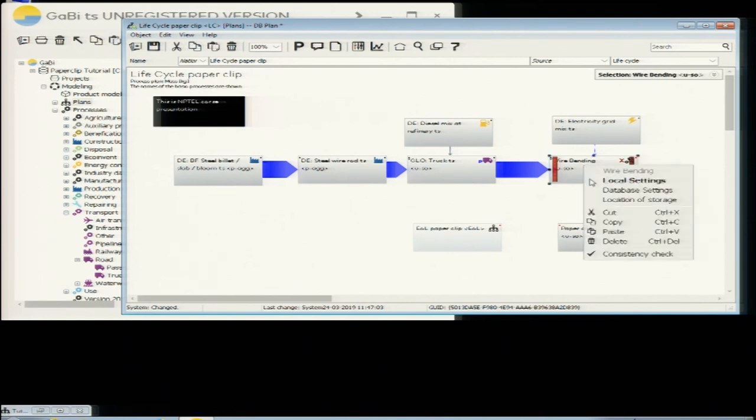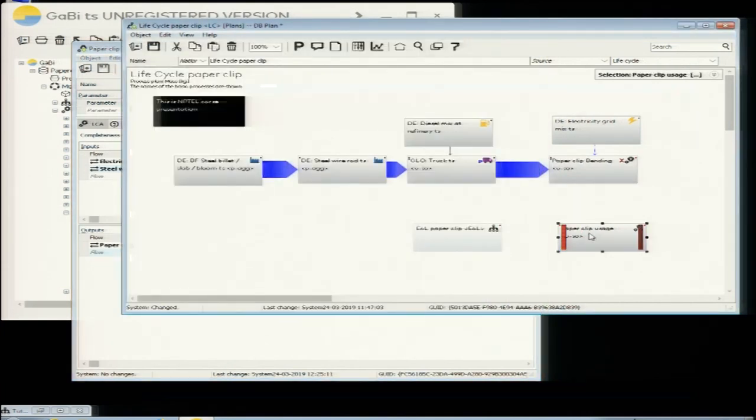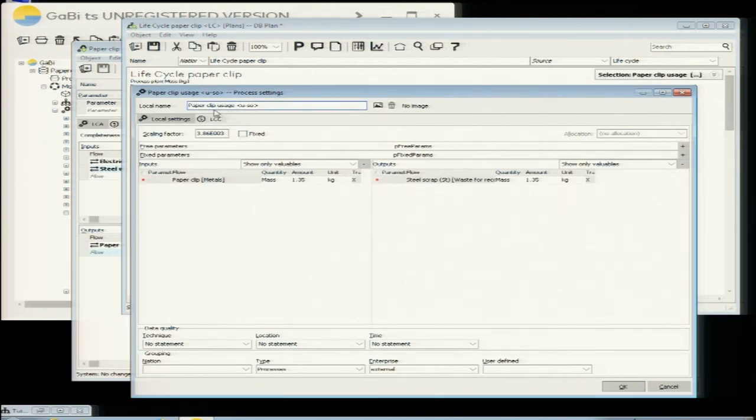And I can even rename the processes if I go to database. However, rename is not recommended. I will rename wire bending and put paper clip bending. Okay, if I put this as paper clip bending and say save, I have to change other names as well. So in this case, paper clip uses, I will just rename it use phase steel paper clip.